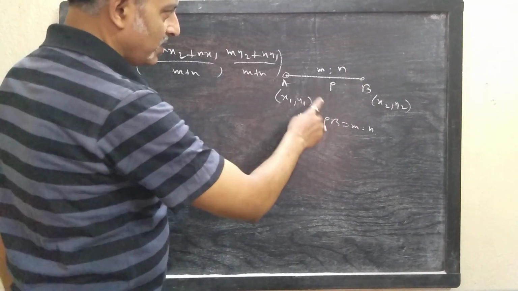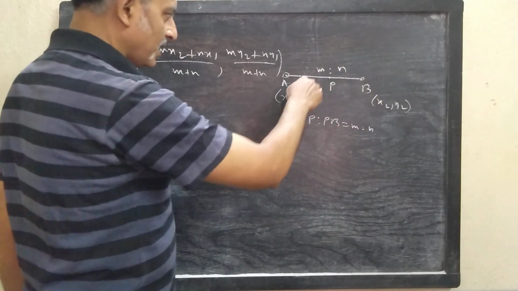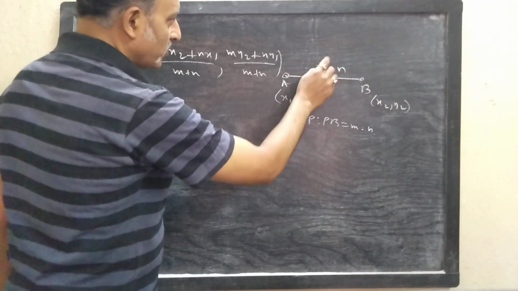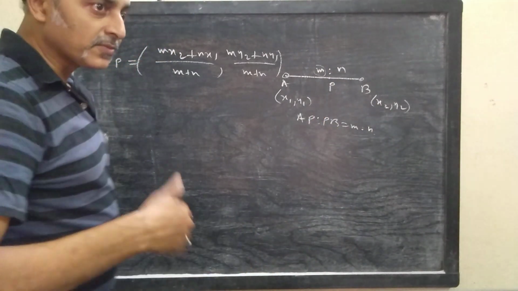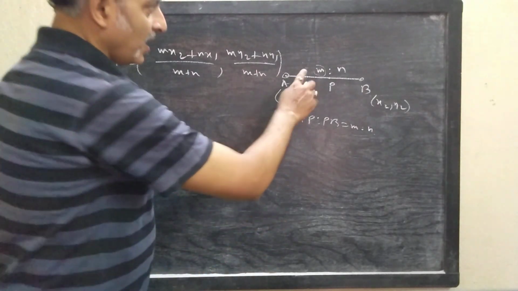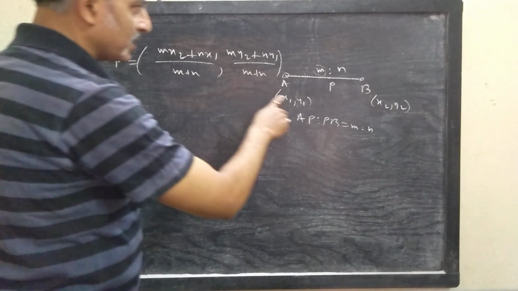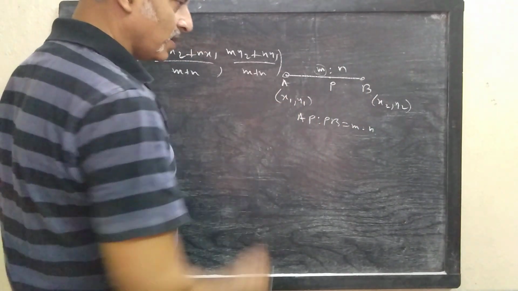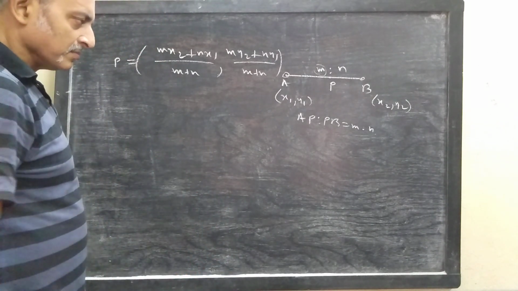When P divides AB internally in the ratio m is to n, then m times x2 plus n times x1 by m plus n, similarly m times y2. Look, the ratio is to be multiplied to the abscissa of the further side. Okay, m times x2 plus n times x1 by m plus n in case of abscissa. In case of ordinate, the same thing will happen with ordinates: m times y2 plus n times y1 by m plus n. This is for internal division.